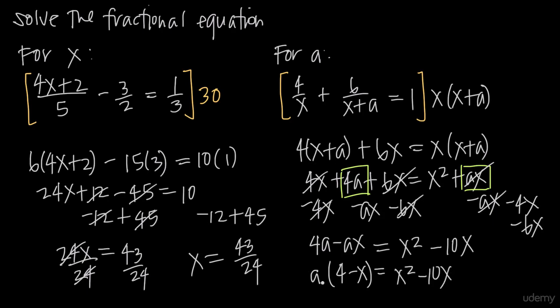And now with a factored out by itself, we can divide both sides of the equation by whatever a is multiplied by, in this case 4 minus x, because that'll cancel the 4 minus x on the left-hand side, leaving us with just a. So then our answer will just be a is equal to x squared minus 10x, all divided by 4 minus x.